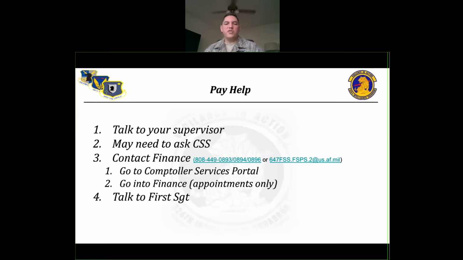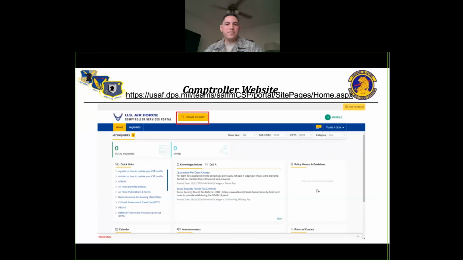If you can't do that, there's basically two things that you can do. Go to the new Comptroller Services web portal, which I'm going to be going over in the next slide, or you can actually go into finance. Unfortunately, right now it's by appointment only, so give them a call at this number or send them an email and set up an appointment time for you to go in. And last but not least, talk to your first sergeant. If you've gone through all these steps, it's taking a lot longer than you anticipated, or it's some type of emergency, talk to your first sergeant. They can work their channels and try to get things resolved quickly.